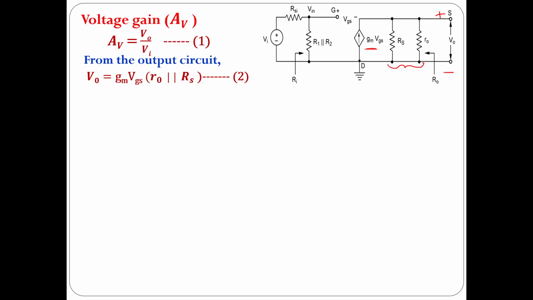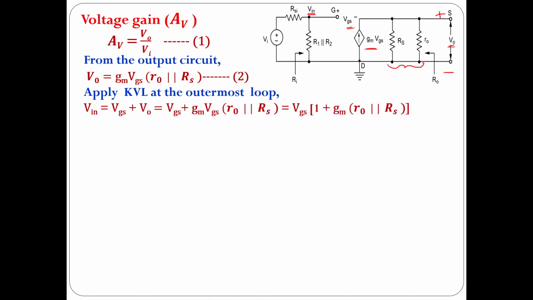Now how to find out Vi? You are going to apply KVL at the outermost loop. So here I am going to sum up the voltages at the outermost loop. One is Vn, the other one is Vgs, the third one is V0. So Vn is equal to Vgs plus V0. You replace V0 by your second expression. From this expression take Vgs common, so I got Vn.